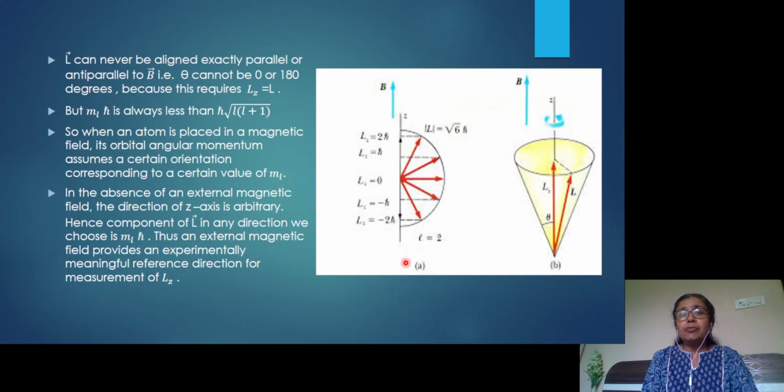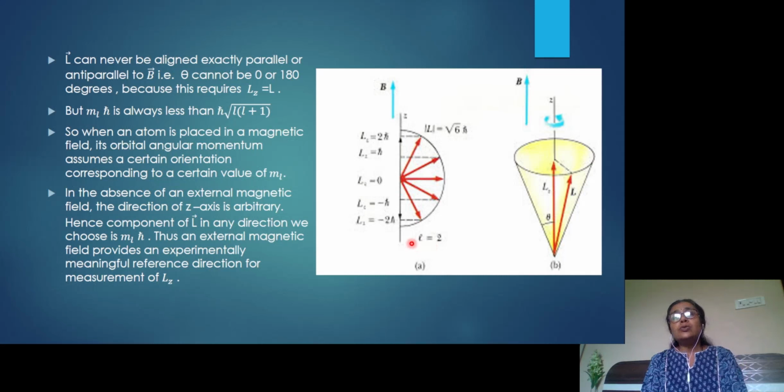In figure A, we can see that there is an example. We are considering that the atom is in p state, so that L is equal to 2. The orbital quantum number L is 2 for a p state electron.